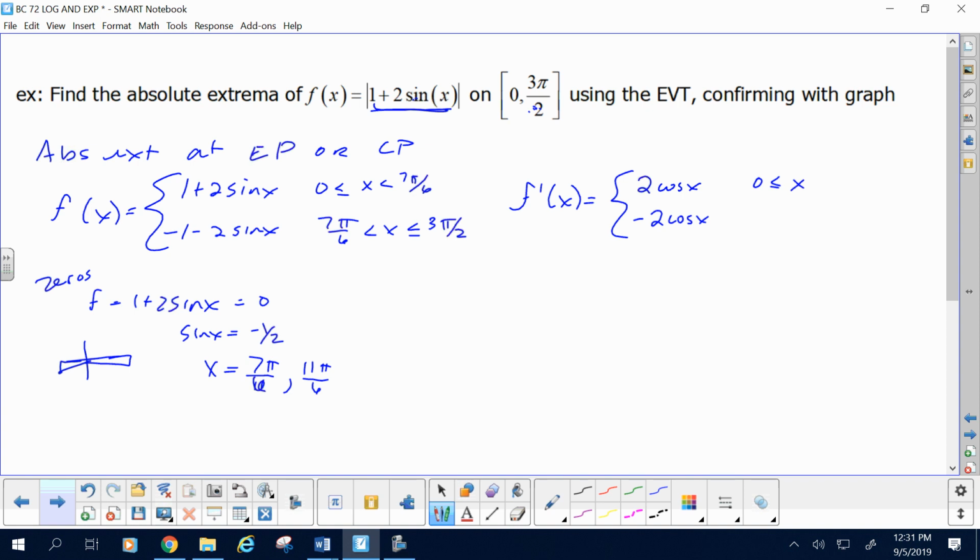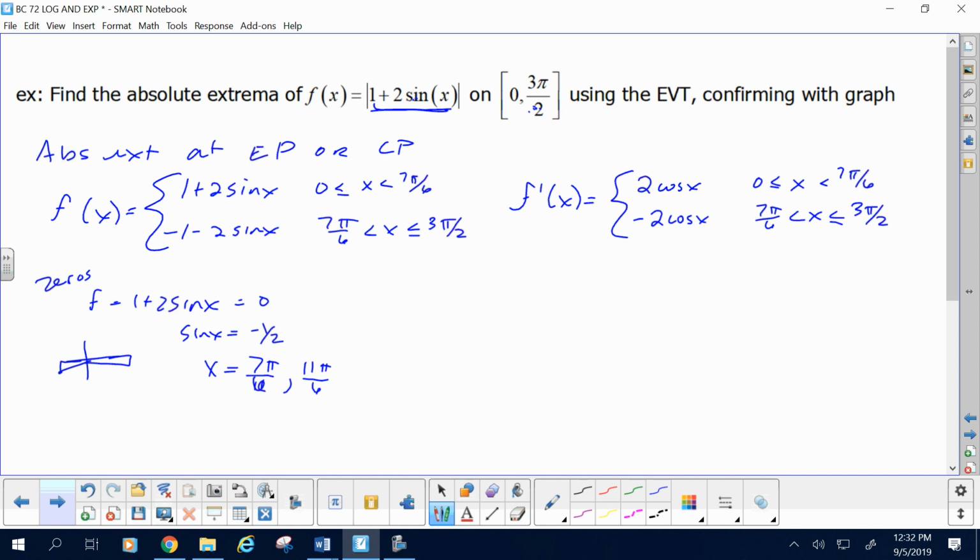What about at 7 pi over 6? It feels like that's a flipping, and the derivatives are going to be different on both sides, because cosine of 7 pi over 6 and negative cosine of 7 pi over 6 are different. Yeah, they're different. So 7 pi over 6 is not included because the derivative doesn't exist. And 7 pi over 6 to 3 pi over 2. Does the derivative exist at 3 pi over 2? It does. That's not a flip point, so include it.